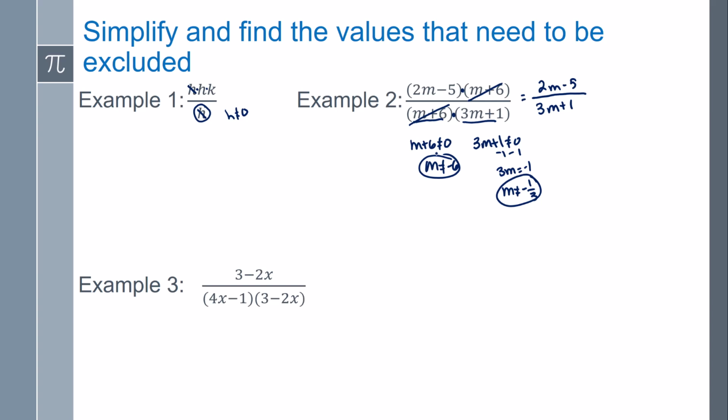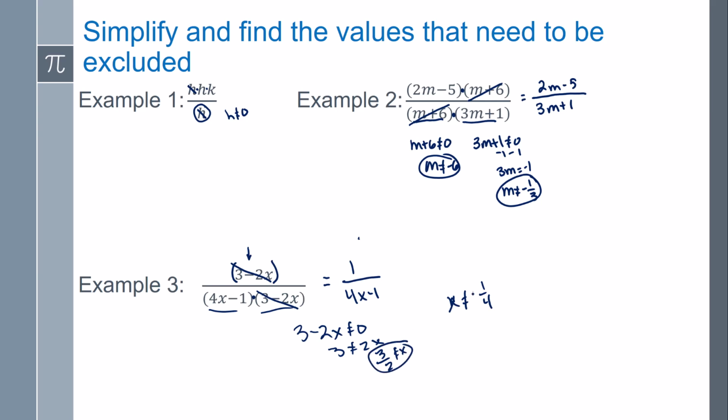Now, for this one over here, it's not a factor just yet because of that minus, but we have to put parentheses around the entire thing. Now I can look at that and see it's the same, so now I can reduce them. I'm going to get 1 over 4x minus 1. Then in the denominator, we set that equal to 0, so x cannot equal 1 over 4. And if I set this other one equal to 0, I'll do that one out: add 2x and then divide by 2. So those are my exclusions.